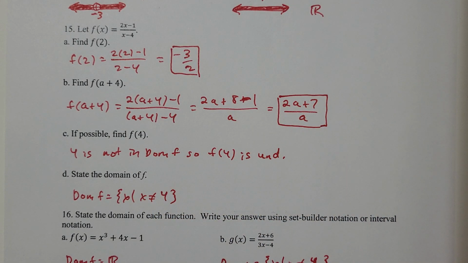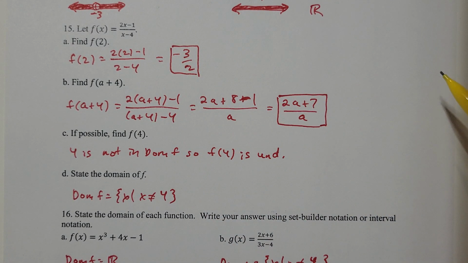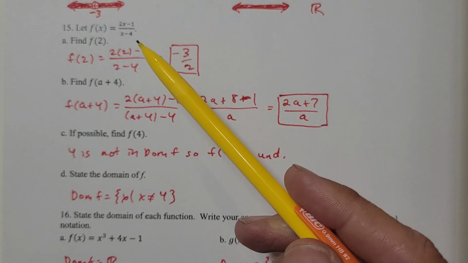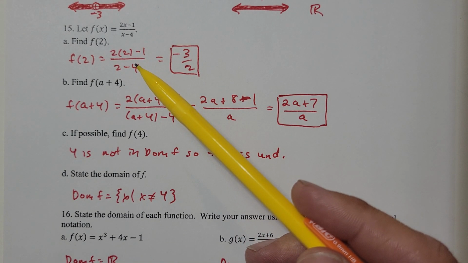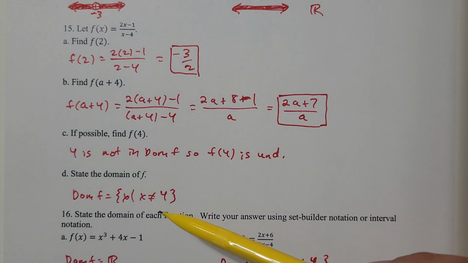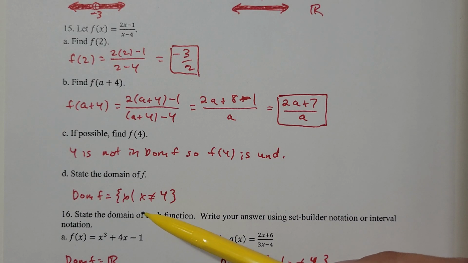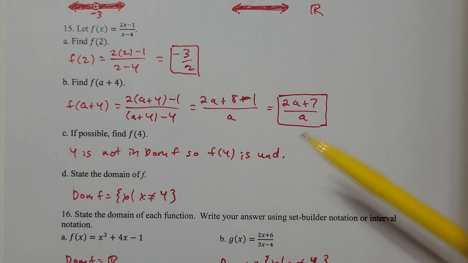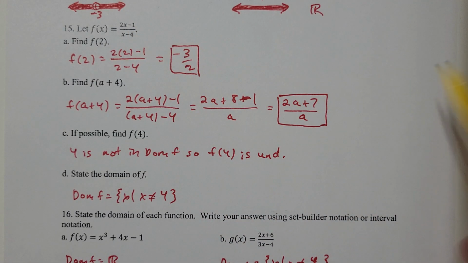Now in part D, they want us to state the domain of f. So what are all the numbers that you can plug into this function? Well, I have what's called a rational function. You're going to do some things with rational functions in chapter 4. And the only thing that I'm interested in with this is that I can't divide by 0. So 4 is going to be the only number that makes 0 happen in the denominator. So using set notation, I would have the set of all numbers x such that x is not equal to 4. Any other number is okay to use as an input value.